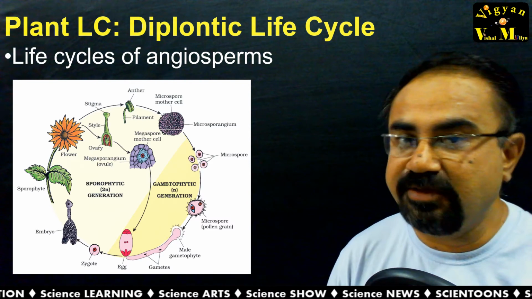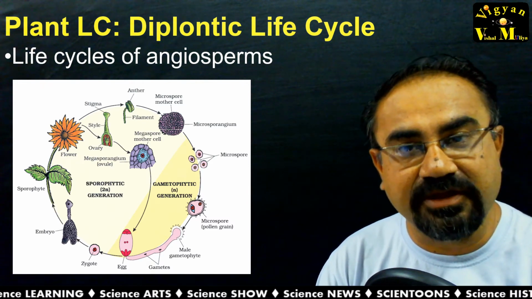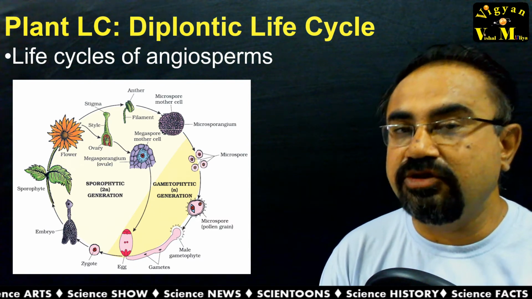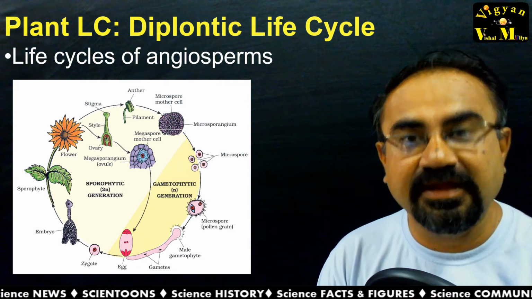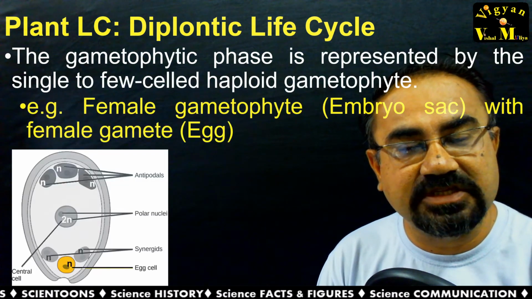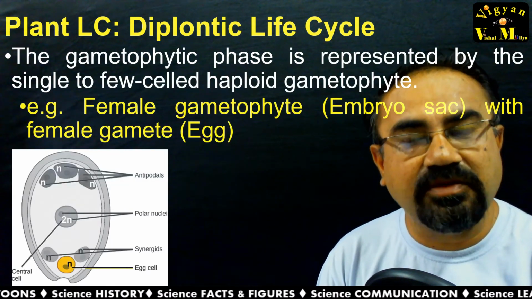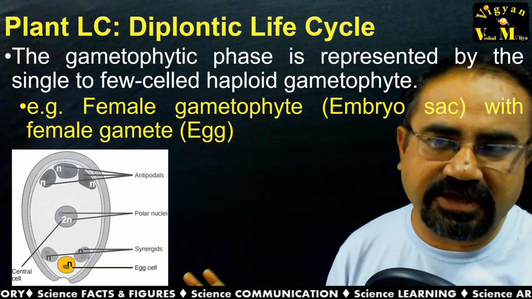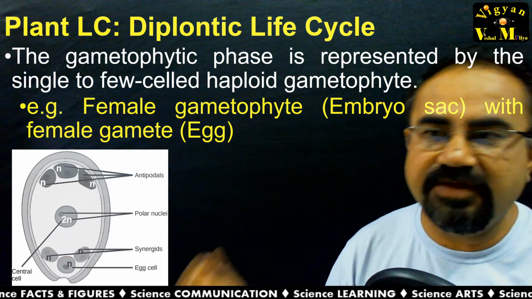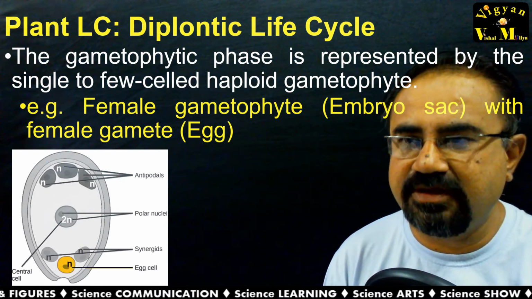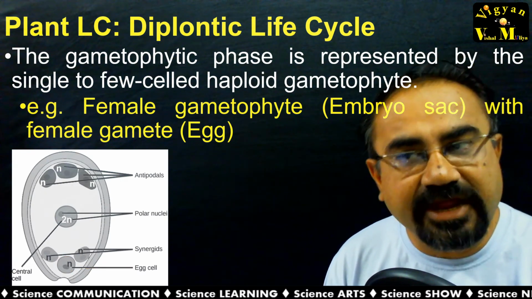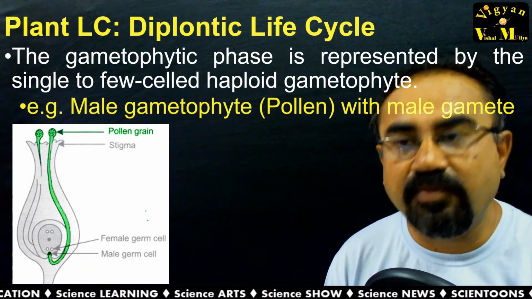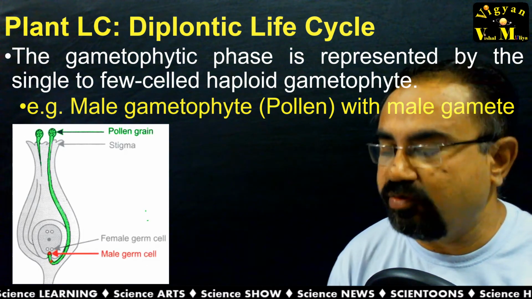The zygote goes through mitosis and gives rise to the embryo, which is diploid, and ultimately this embryo within the seed gives rise to an entire new plant, and that is diploid in nature. So the dominant one is sporophytic, and in other words, the gametophytic phase is represented by a single or few-celled haploid gametophyte. Here the female gametophyte can be seen, that is the embryo sac, and even the female gamete, that is the egg cell, and likewise the male gametophyte, that is pollen, which has male gametes, which is there on the lower side.